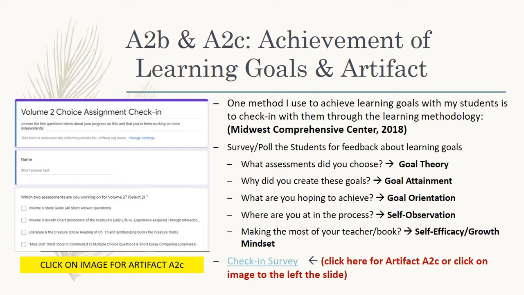I ask them questions like what assessments did they choose, which again lends itself to goal theory. Why did you create these goals? Goal attainment. What are you hoping to achieve? Goal orientation. Where are you at in the process? The self-observation piece. And then making the most of your teacher and or your book falls under the self-efficiency and growth mindset. Let's take a look at the survey here just to get a sense of exactly what we're working from.